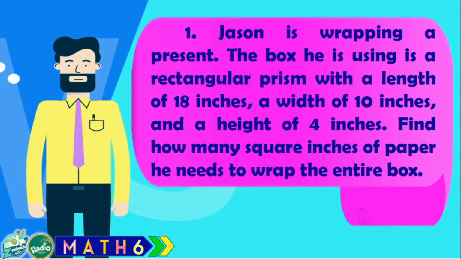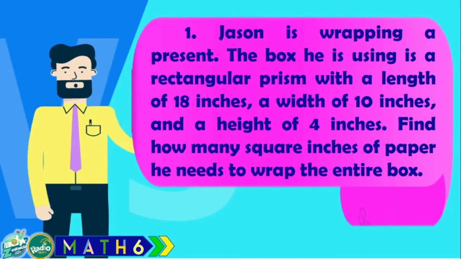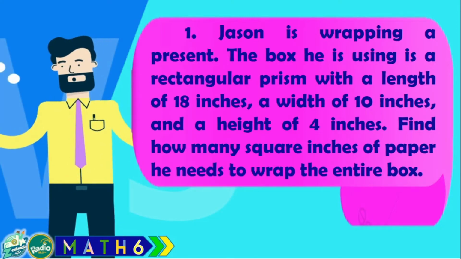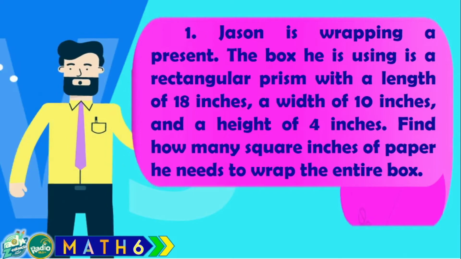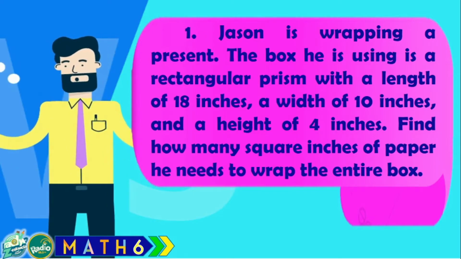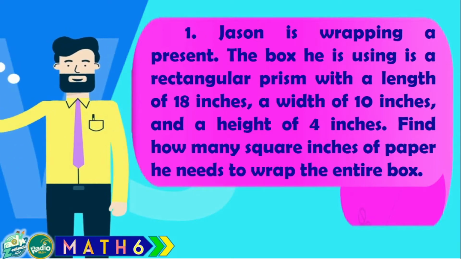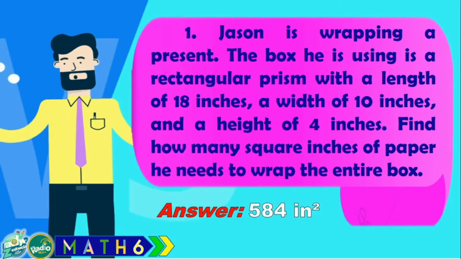For problem number 1, Jason is wrapping a present. The box he is using is a rectangular prism with a length of 18 inches, a width of 10 inches, and a height of 4 inches. How many square inches of paper does he need to wrap the entire box? What is your answer? If your answer is 584 square inches, then your answer is correct.